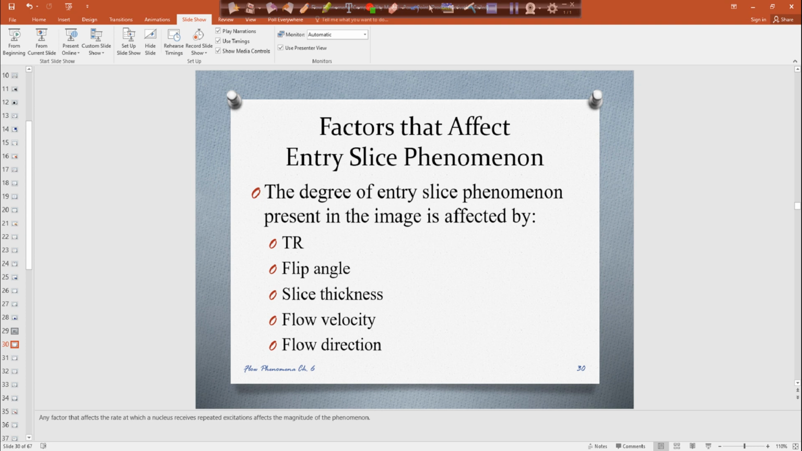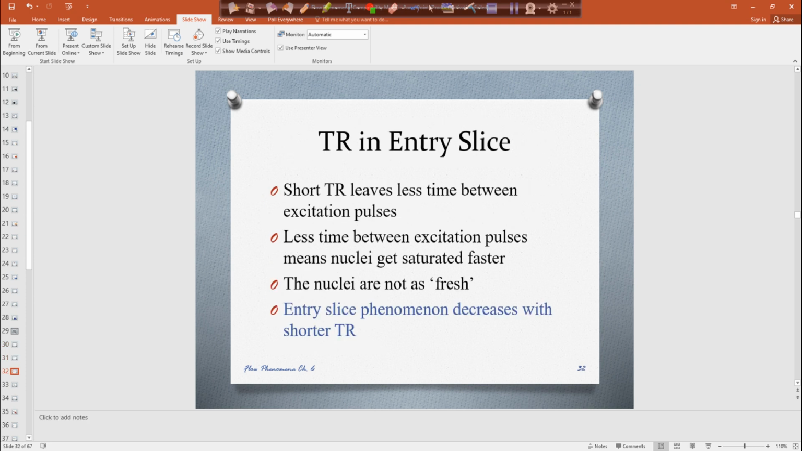So we'll talk about TR first. I put the flip angle first, but TR. If we have a short TR, this is going to leave less time between our excitation pulses, because remember, our TR is from 90 to 90. Our TE is from 90 to peak signal, but our TR is 90 to 90.